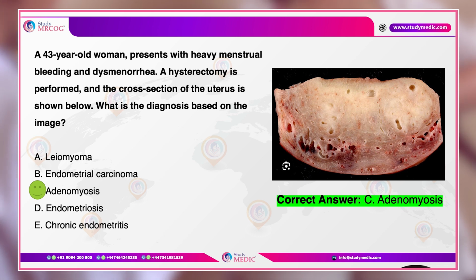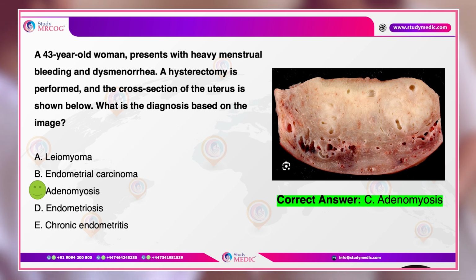So what this image actually shows is endometrial glands and stroma, which is located within the myometrium. This is causing the thickening of the uterine wall, and these patients present with heavy painful menstrual bleeding and a diffusely enlarged uterus. So our diagnosis will be adenomyosis, which is option C.